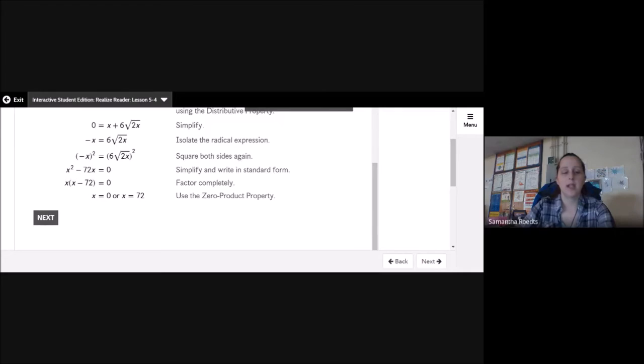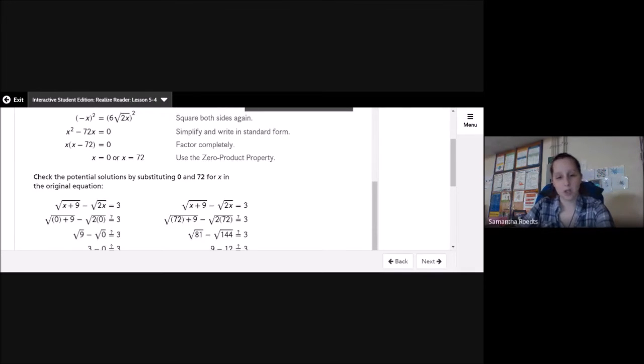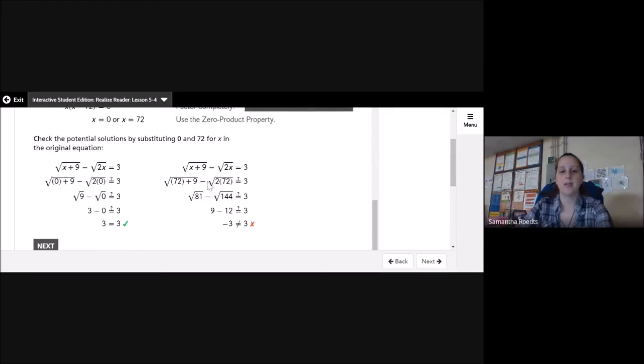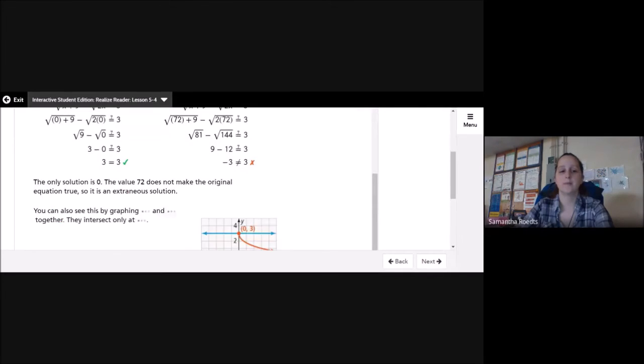Okay. So in this case, I get negative x squared equals 6 times the square root of 2x squared, or 6 squared is 36 times 2 gives me 72. Then I solve for x, so x equals 0 or x equals 72. Again, you want to check for extraneous solutions. In this case, 72 does not work. So the only solution is 0. The value 72 does not make the original equation true, so it is an extraneous solution.